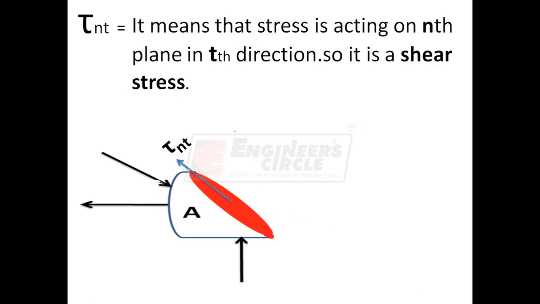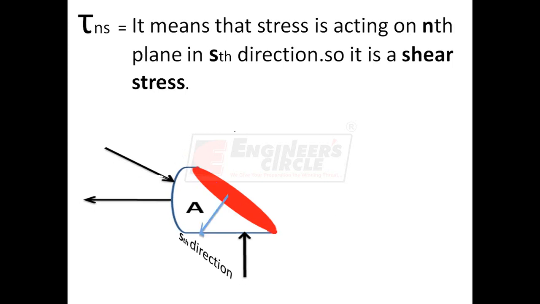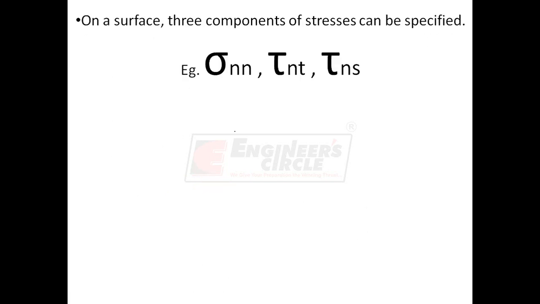Similarly, tau nt means that stress is acting on the nth plane in the tth direction. On this nth plane, the stress component which is acting along the tth direction is clearly along the cross section. Therefore, it is the shear component. Tau ns is the stress acting on this nth surface. This also is a shear stress. To conclude, on a surface, three components of stresses can be specified. For example, on the nth surface, we can specify three components of stresses as sigma nn, tau nt, and tau ns. That is, one normal and two shear.